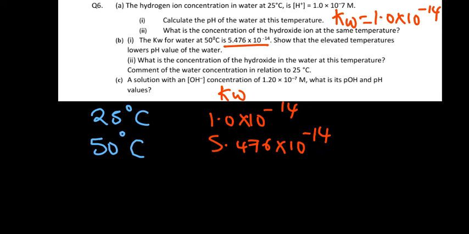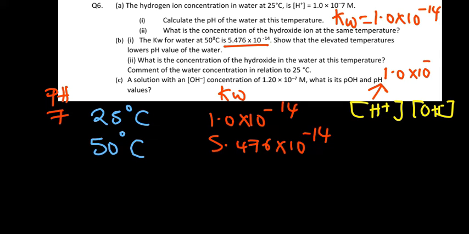Let's try to assess them. We're increasing temperature in both cases. Now we have to show that when temperature increases, it lowers the pH value. We know that kW is the hydrogen concentration multiplied by the hydroxide ion concentration, and at 25 degrees Celsius, where the pH value is 7, the concentrations of these two are equal, which is 1.0 times 10 to the power negative 7 molar.